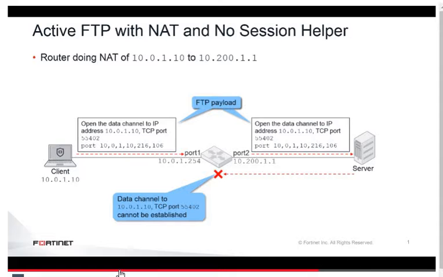10.200.1.1. Once the server receives that FTP command, it tries to bring up the TCP session for the data channel. It sends the SYN packet to the IP address 10.0.1.10. This address is probably not routable because it is a private IP behind a device doing NAT. The file transfer fails.